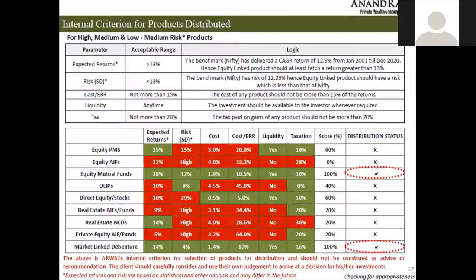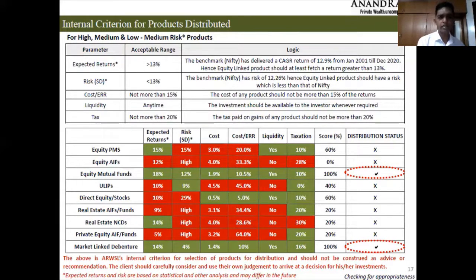Let's move on. Sir, these are a few of the equity related products which are available in the country. Basis these 5 parameters are the first block, the top block. We use this as a product distribution model, wherein if you see, sir, the Nifty 50 returns for the last 20 years has given a compounded annual growth rate of 12.9%.